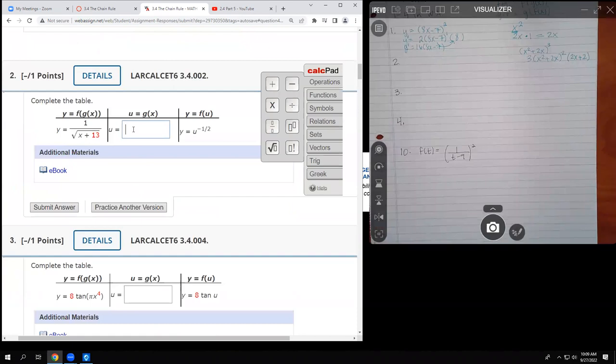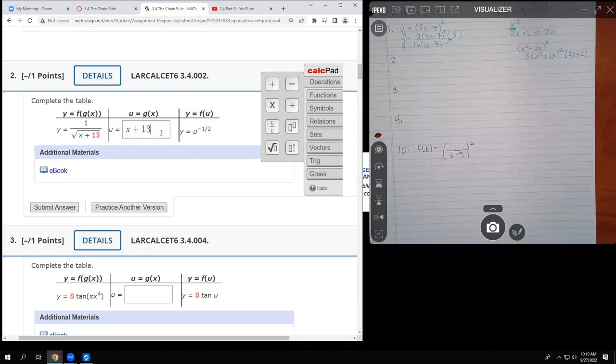Okay, so the second one says y equals 1 over the square root of x plus 13. And they tell us over here with the outside function, isn't this radical expressed by a 1/2 exponent? Yeah. Right? But because it's downstairs, now it's represented by a negative 1/2 exponent, right? But what is inside that negative 1/2 exponent? X plus 13.